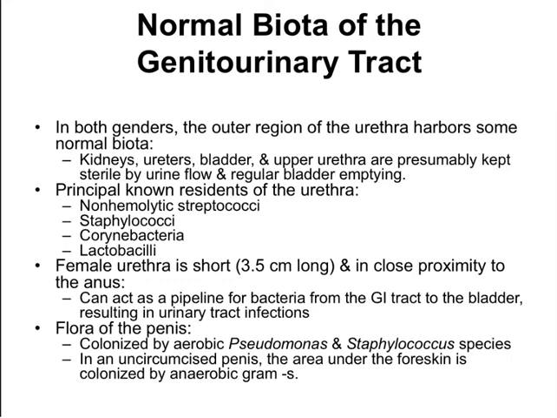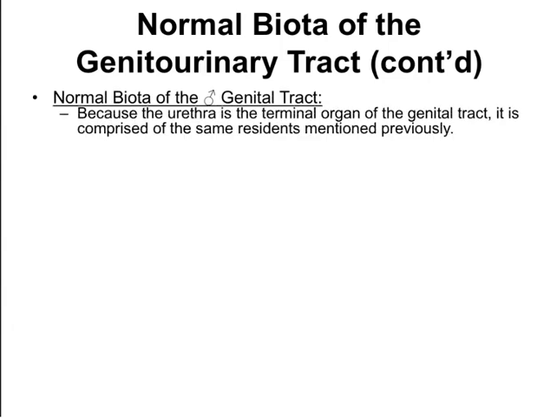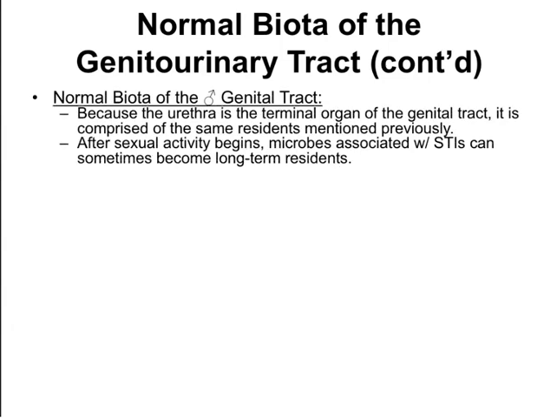One of those is Mycobacterium smegmatis, okay, and it can live in the crevice between the glans and the prepuce, and this is why we circumcise the penis customarily. It's for hygienic reasons. Normal biota of the male genital tract: the urethra is the terminal organ here, and it has the same residents as we previously listed, strep and staph and lactobacillus. After sexual activity, microbes that can be associated with sexually transmitted diseases can establish colonies inside the system.